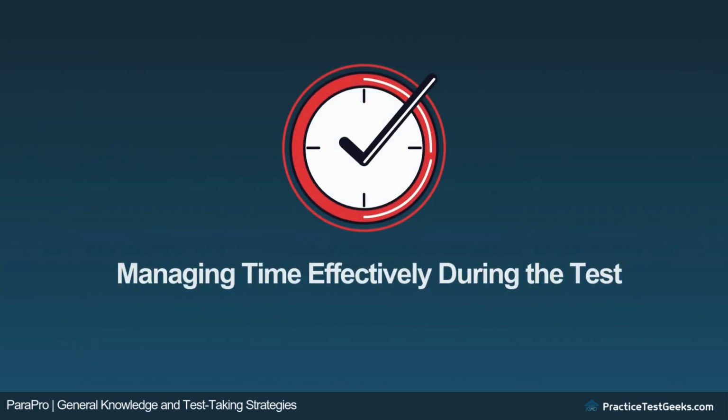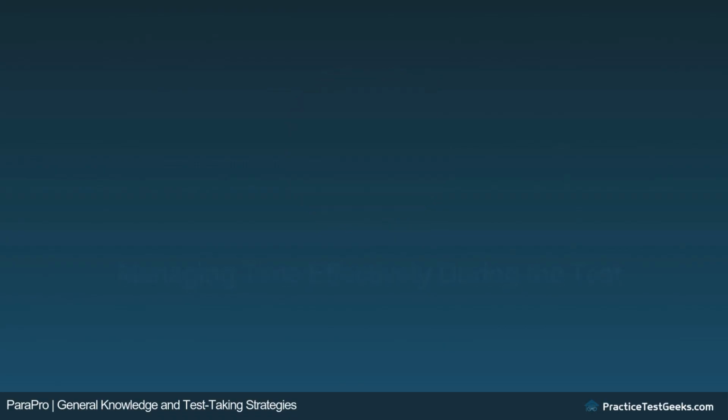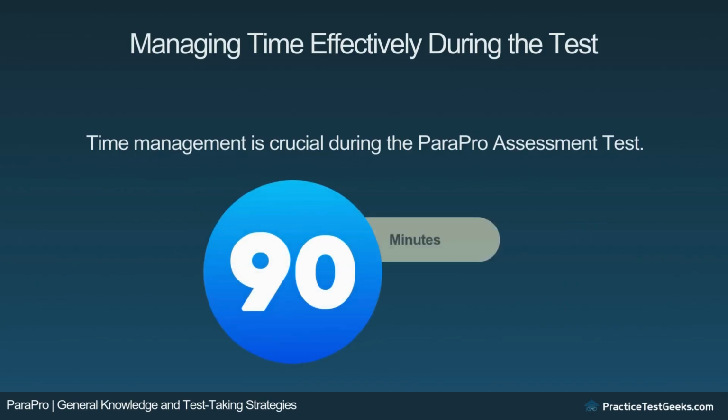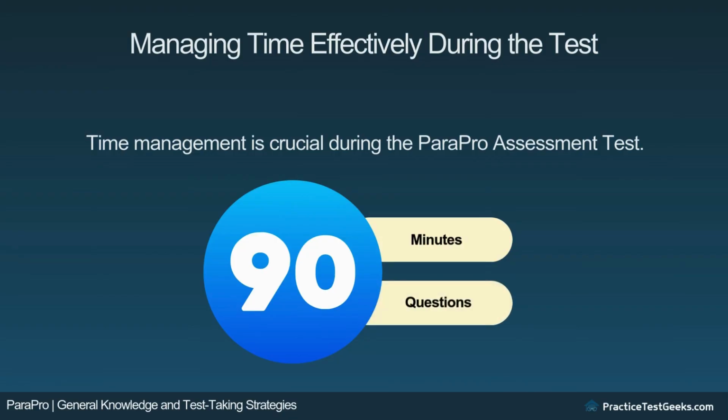Managing time effectively during the test. Time management is crucial during the ParaPro assessment test, as you only have 90 minutes to answer 90 questions. Efficiently managing your time ensures that you can complete the test and have time to review your answers.